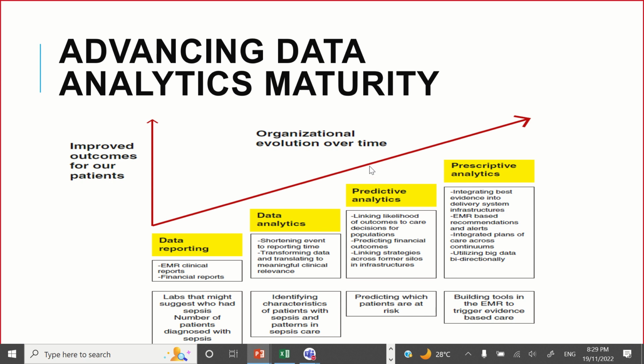The last, or the highest level of data maturity, which happens over time, is the prescriptive analytics. Prescriptive analytics is also called decision support data. And here it says they are integrating the best evidence into delivery systems and infrastructures. EMR-based recommendations and alerts are part of the prescriptive analytics. Integrated plans for care across the continuum, and then utilizing big data bidirectionally, so to improve the care as well as to improve the data reporting. So here they're giving the example of building tools in the EMR to trigger evidence-based care.